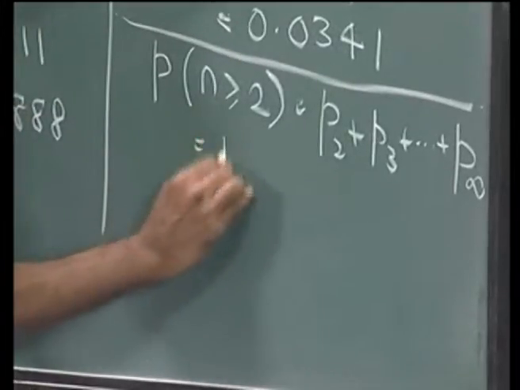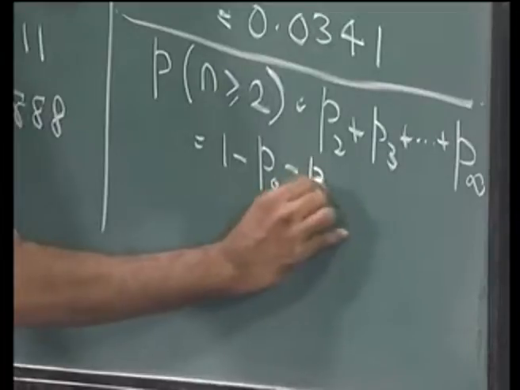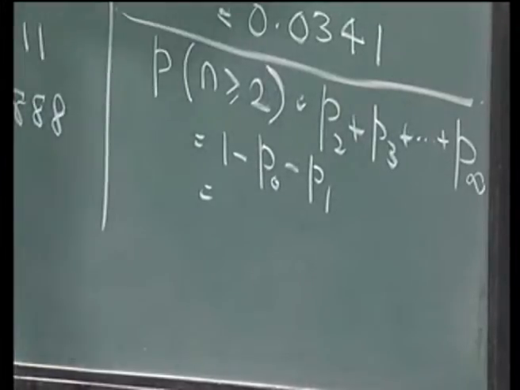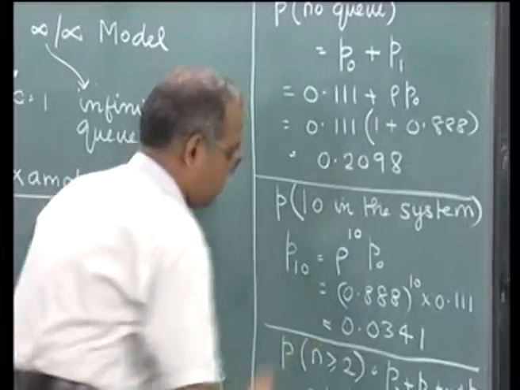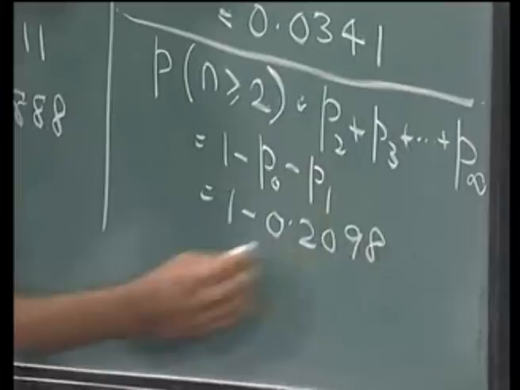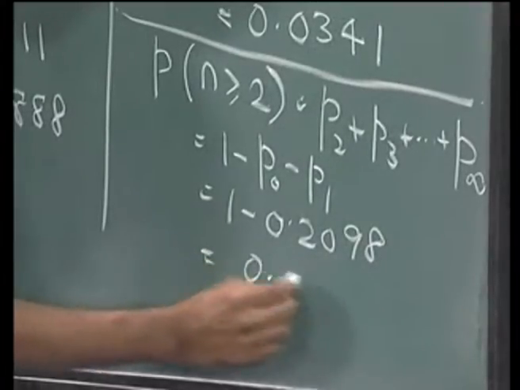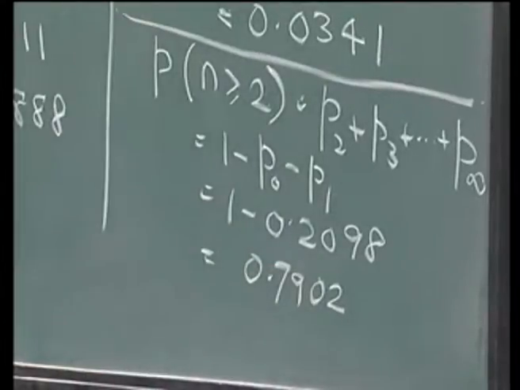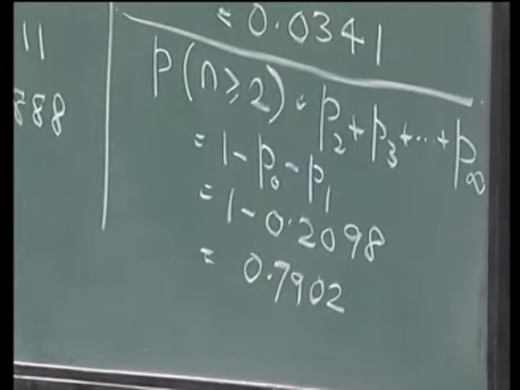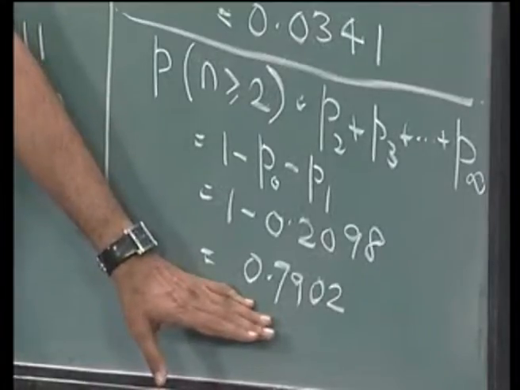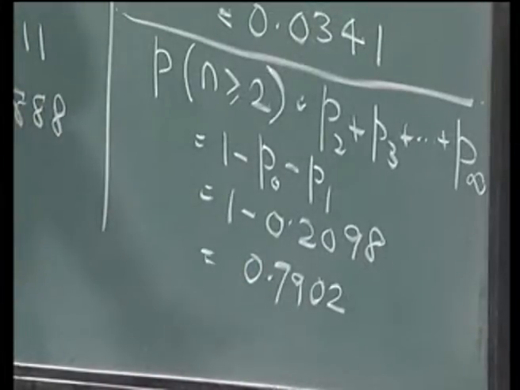Now, this will be equal to 1 minus P naught minus P 1, because P naught plus P 1 plus P 2 plus etc. up to infinity is 1. We have already found out P naught plus P 1 is 0.2098. So, 1 minus 0.2098 is 0.7902, which means 79% of the times there will be 2 or more people in the system.